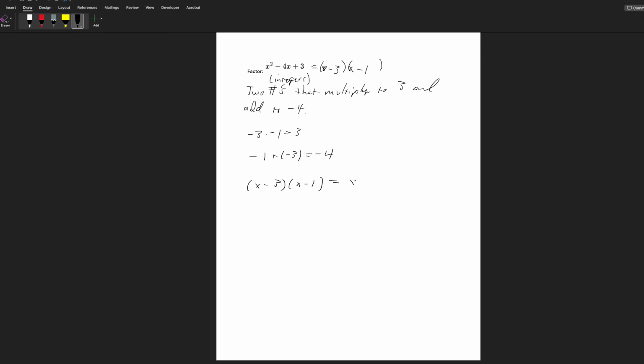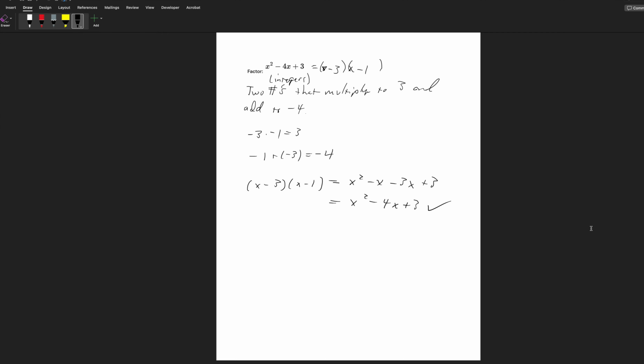And if we FOIL that, we get x squared minus x minus 3x plus 3, which is x squared minus 4x plus 3. So it's a check, okay? So this is how we would factor a trinomial where the leading coefficient is 1, all right? Provided that we have integers as the numbers that multiply to c, that's this value 3, and add to b, which is this value -4.